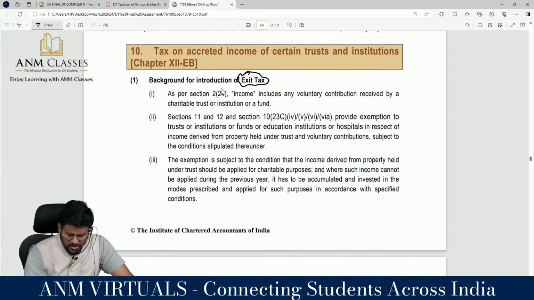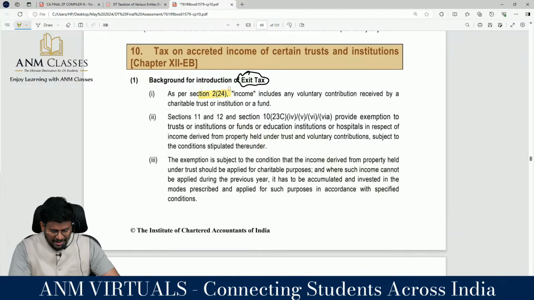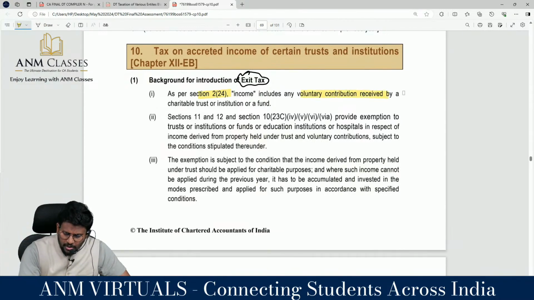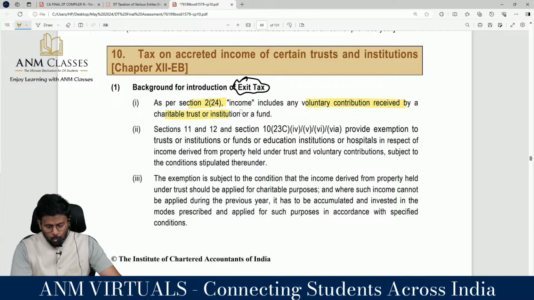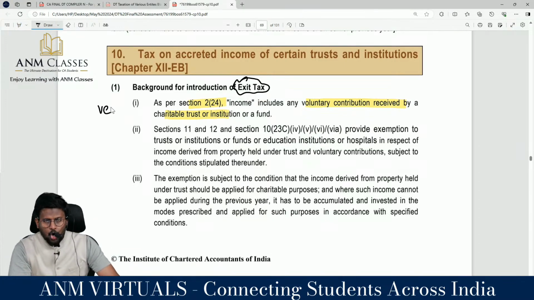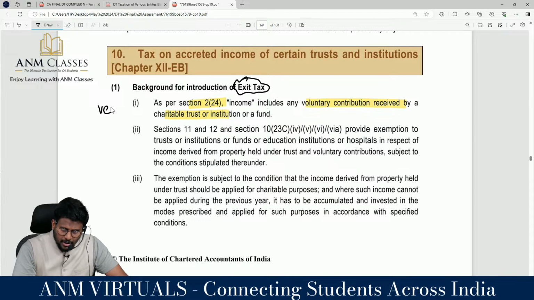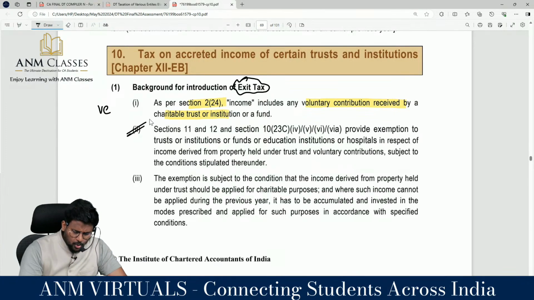As per section 2 subsection 24, we know that section 2(24) talks about the definition of income. Income includes any voluntary contribution received by a charitable trust or institution or fund. So any voluntary contribution received by a charitable trust or institution or fund will be treated as income in their hands. With regard to charitable trust, we know that section 11 and 12 is there.